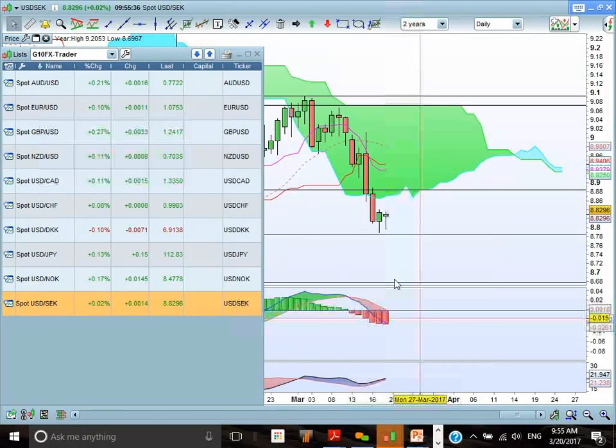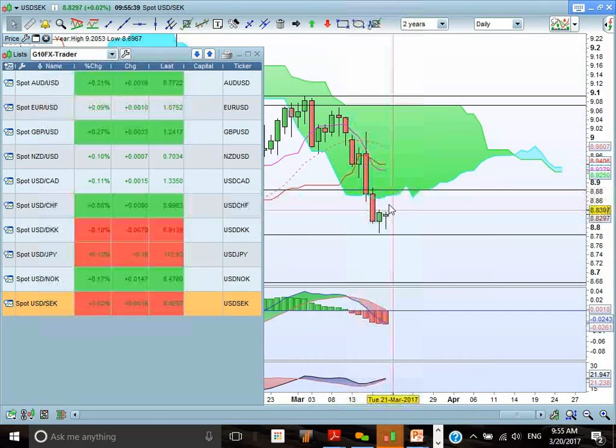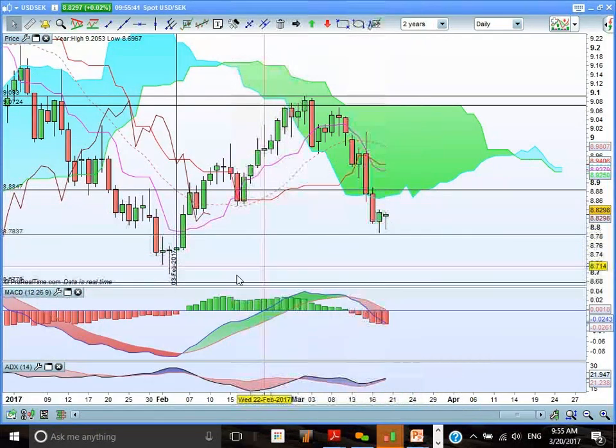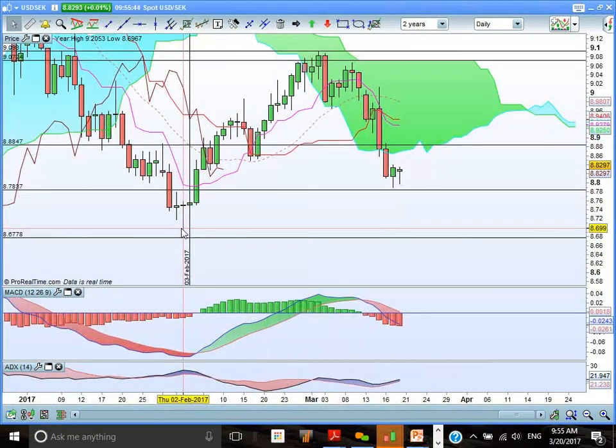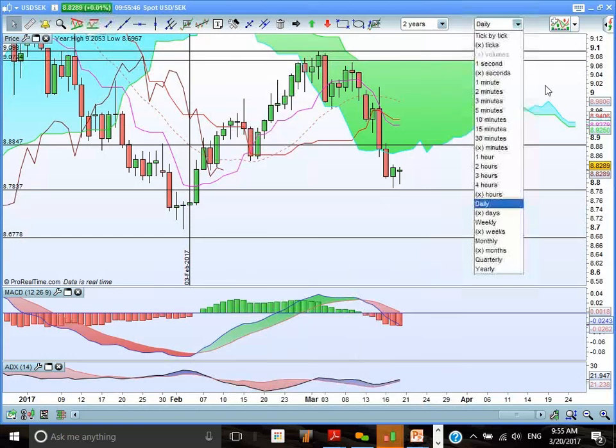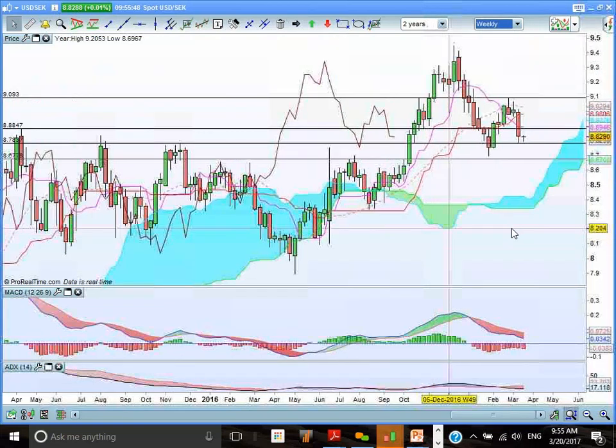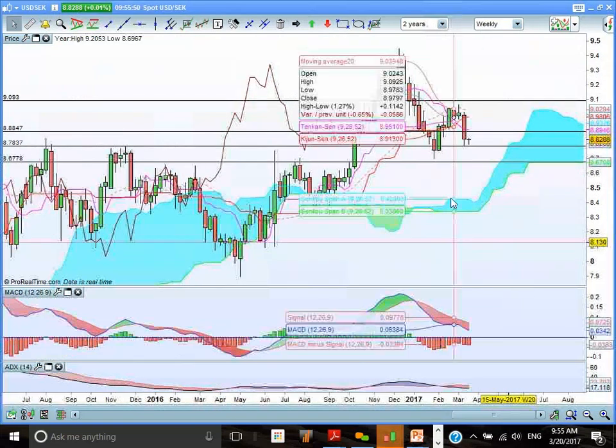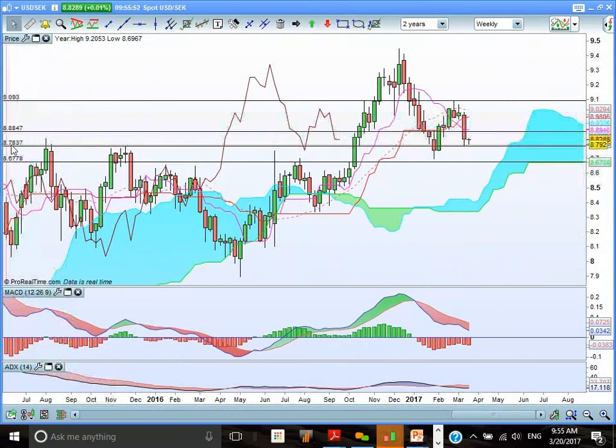US dollar Swedish krona has collapsed through the bottom end of the cloud here. It's currently in free fall towards the old lows here. And if we look at the weekly cloud chart to see where these support levels are, we can note here at 8.70, 8.37. It's testing that area now. The next level are these old highs here and these lows here. So watch out for those lows, the next key support area.